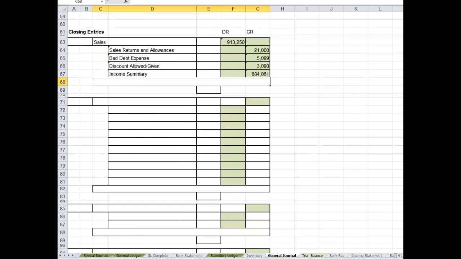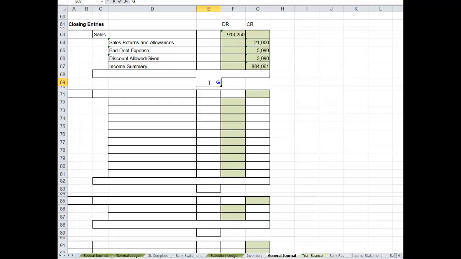In terms of the journal, the reference will be G11, and it is closing revenue and revenue contras. Righto, next item, so this will be the 30th of June, same 30 June. Now this first item here is going to be the income summary.